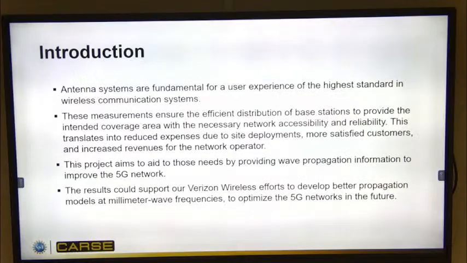So moving on to the introduction, I want to start by emphasizing that antenna systems are fundamental for a user experience of the highest standard in wireless communication systems. These measurements ensure the distribution of the base stations to provide better network accessibility and reliability, and therefore reduce expenses due to site deployments, get more satisfied customers, etc. But the most relevant to this project is that we propose to investigate the wave propagation to improve the system performance of 5G system operators and other systems at lower bands.